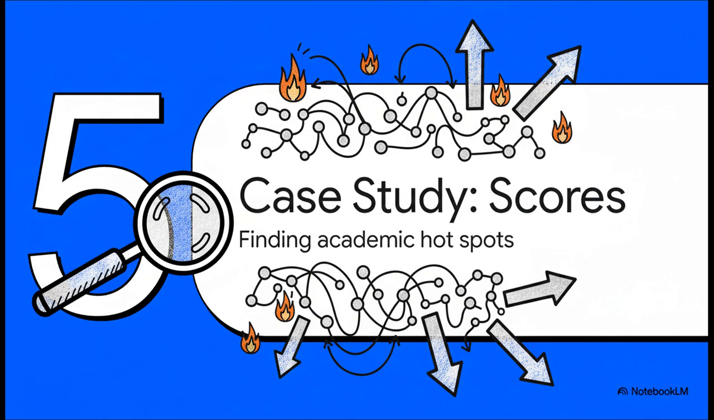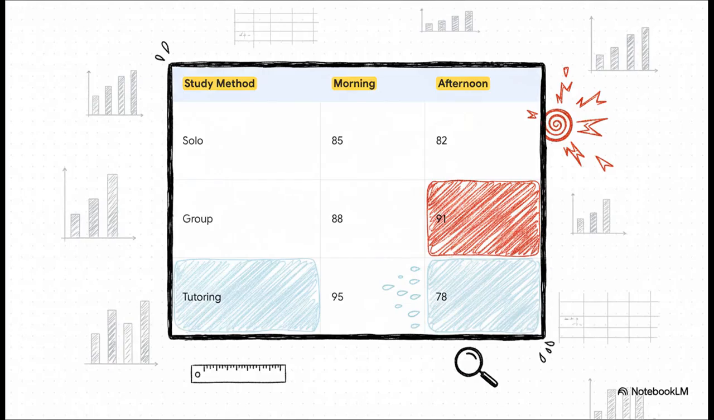We are going hunting for the hotspots, those specific combinations of studying and class time that lead to the best results. Okay, here's our data grid. Down the rows, we've got our study methods. Across the columns, we have class time. And in each box is the average test score.